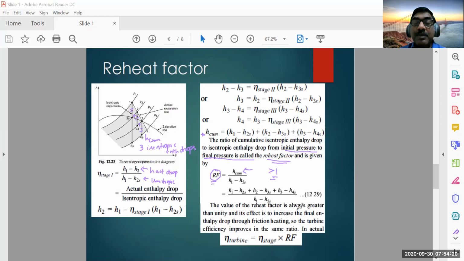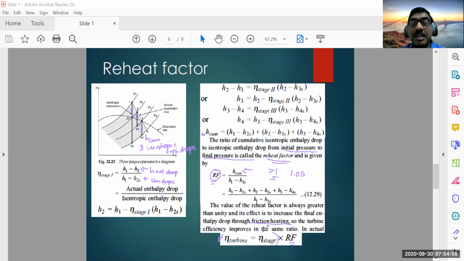So the value of the reheat factor is always greater than unity, and its effect is to increase the final enthalpy drop through frictional heating. Because of frictional heating, the actual final enthalpy drop, whatever is there, will be more than the theoretical enthalpy drop. So the turbine efficiency slightly improves in the same ratio. So in actual, the turbine efficiency is equal to the stage efficiency multiplied by the reheat factor. Reheat factor means maybe 1.05 or something like that.